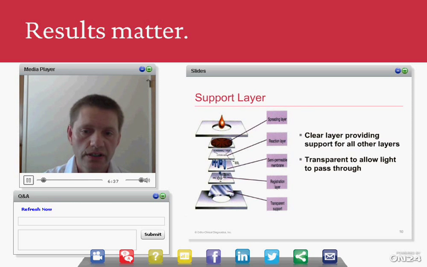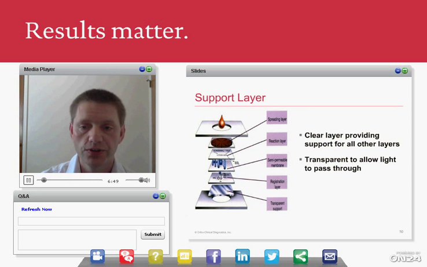The support layer provides a base for the entire slide, and at the same time it's transparent, allowing light to flow through so that you can actually read the color that's developed within the slide.